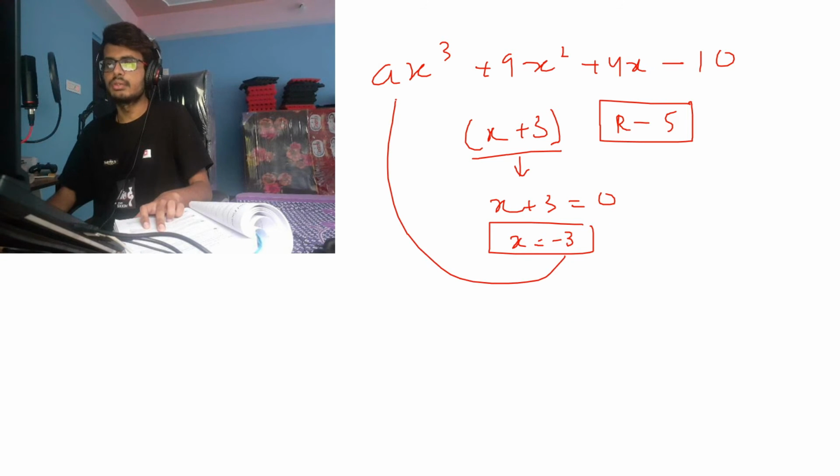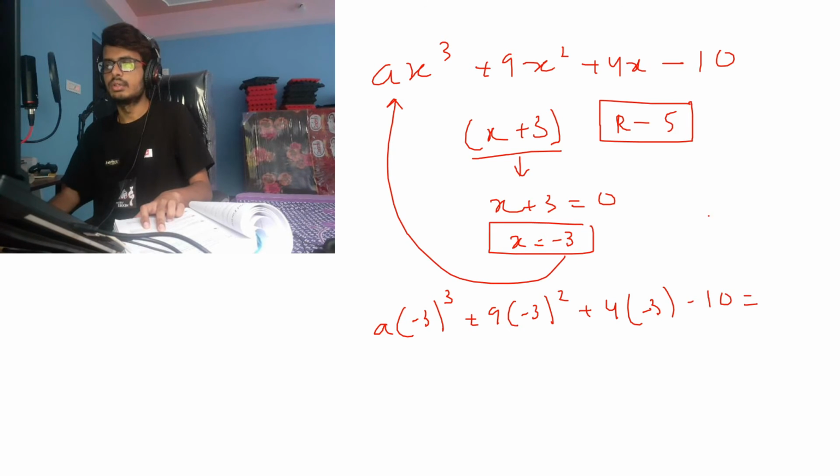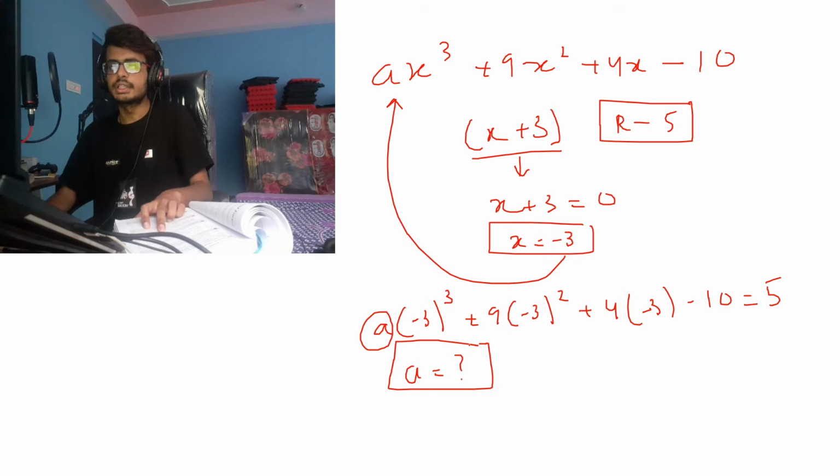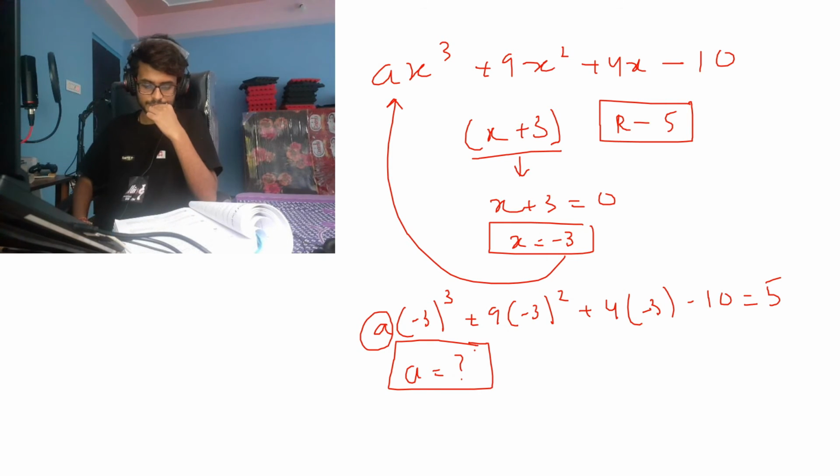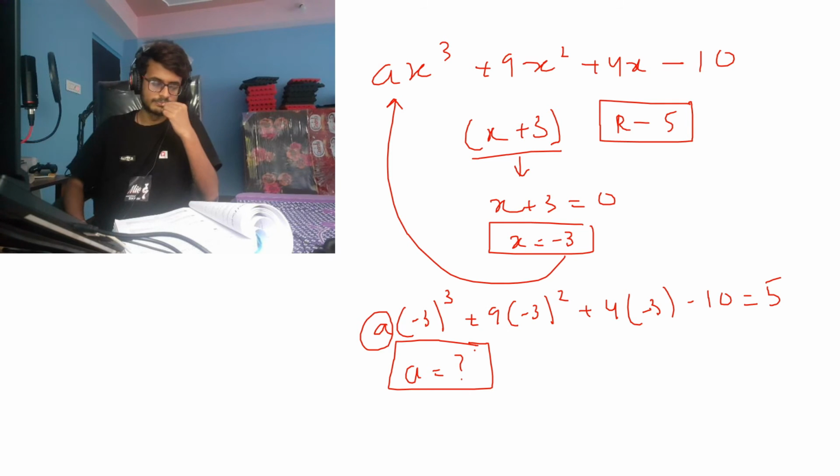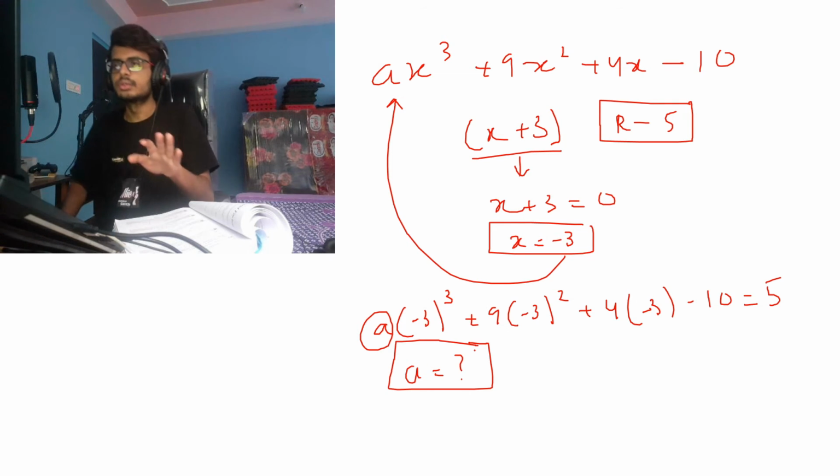Now you substitute the value of x in this equation. So what you do is a into minus 3 cube plus 9 into minus 3 square plus 4 into minus 3 minus 10 equal to the remainder. Remainder is 5. Now when you solve this equation, you'll get the value of a, and that is the value that you need. Is it clear? So this is the way to solve this kind of questions.